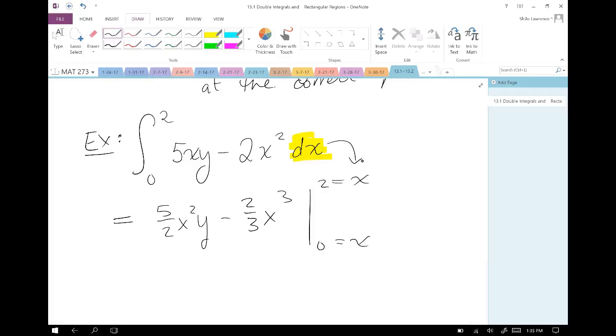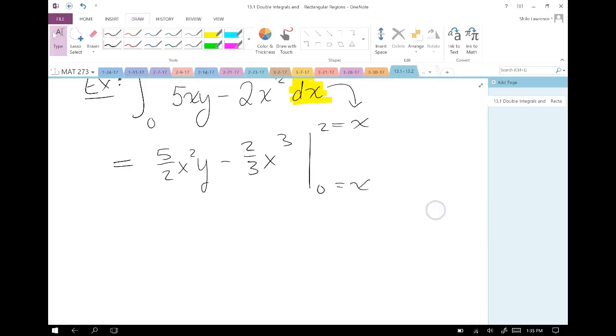Because the original integral said dx, we are plugging those in for x. Our final answer will still have y's in it. Always plug the top number in first. So if we plug in x equals 2, two squared is 4, 4 times 5 is 20, over 2 is 10y. 2 cubed is 8, times 2 we get 16/3. 10y minus 16/3.